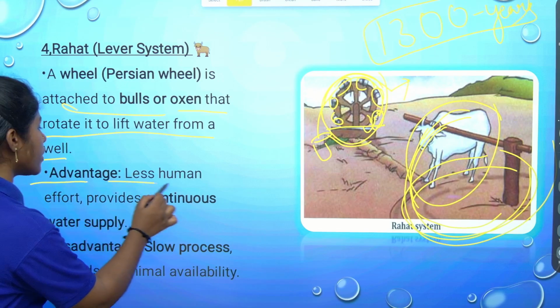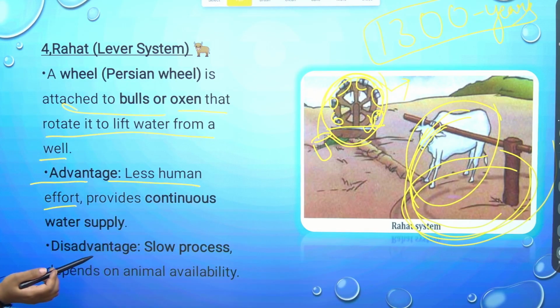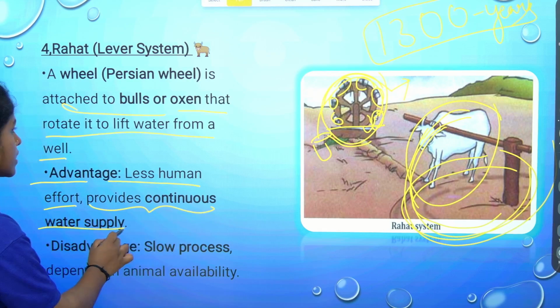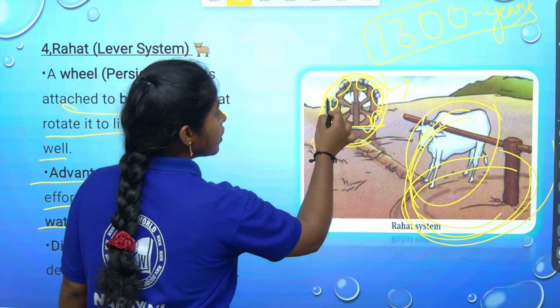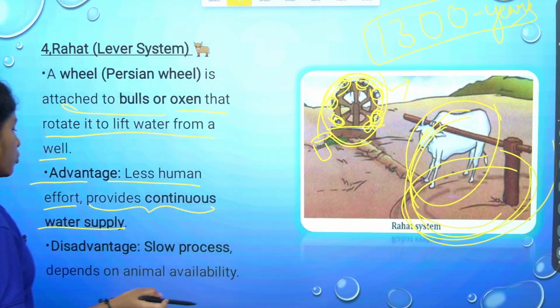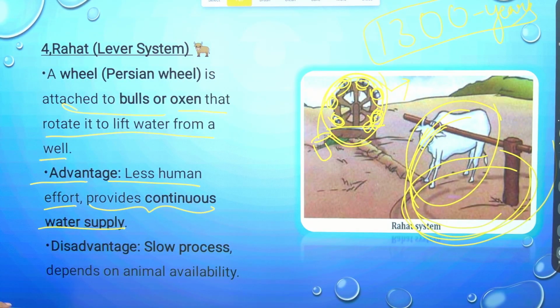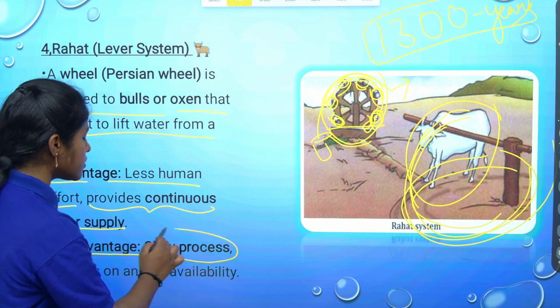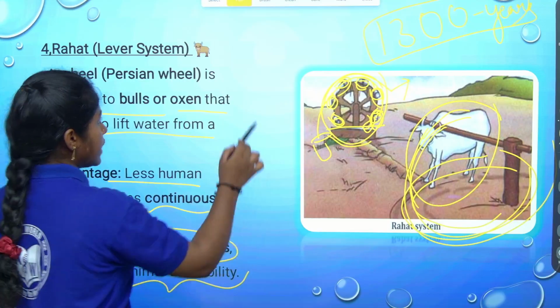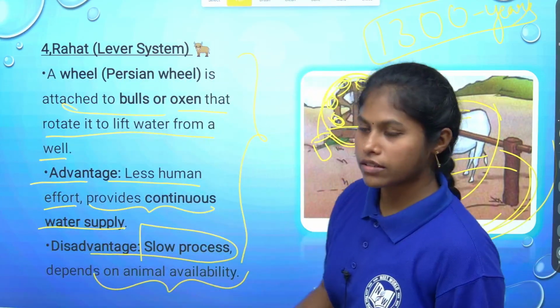Advantages: less human effort is required because the animals do this work. It provides a continuous water supply through having many buckets right here, so a larger amount of water is supplied into the large field. But the disadvantage is it is a slow process and depends on animal availability only.